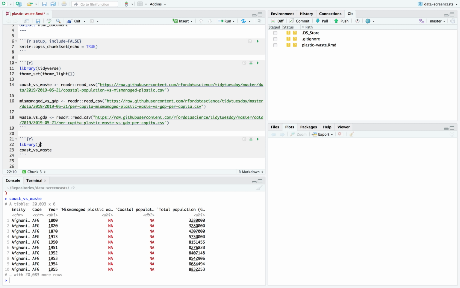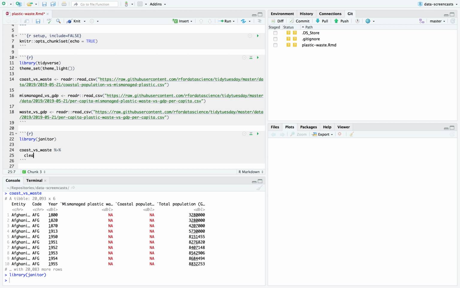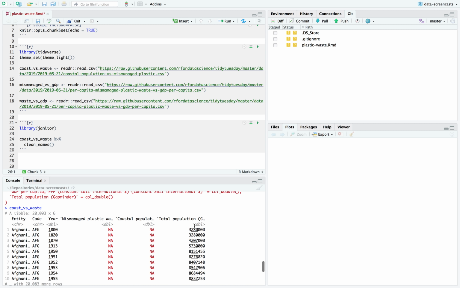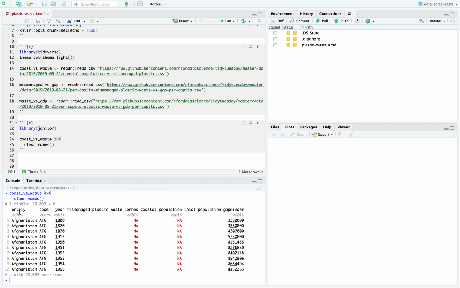We're going to try the janitor package, as suggested in the README. I think it's clean_names, to turn them into snake case. It's pretty handy. So we see entity, code, year, mismanaged plastic waste in tons. All right, I wonder if I summarize all, if I say for all of these, what fraction are NA?